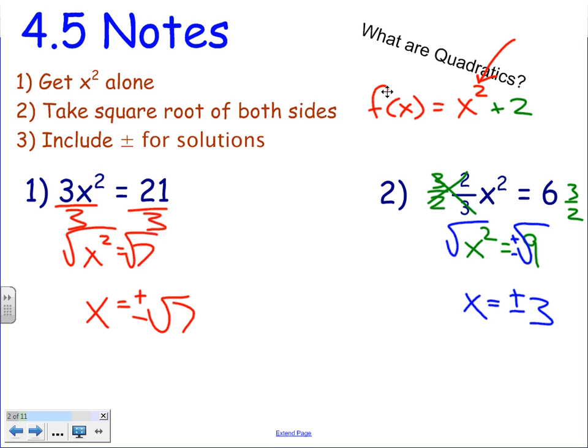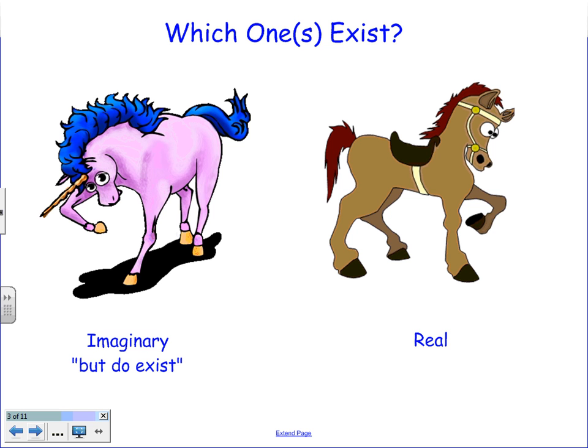Now, what's new for this topic is the fact that no matter what quadratic you have, you will always have an answer, and most likely 2. But not all answers are real.